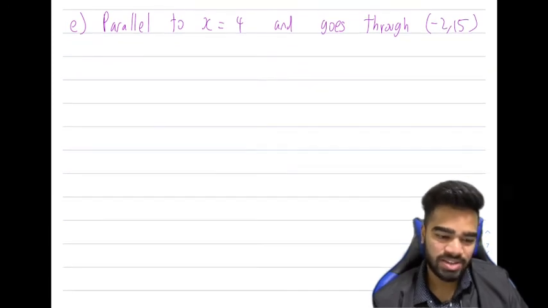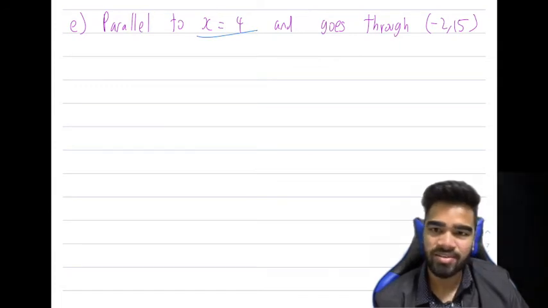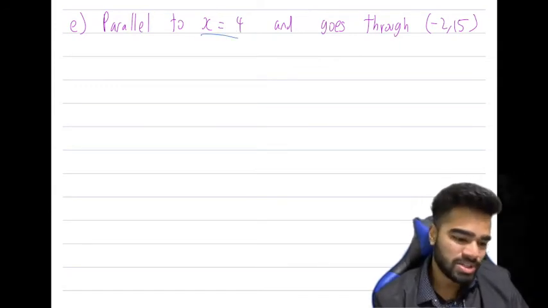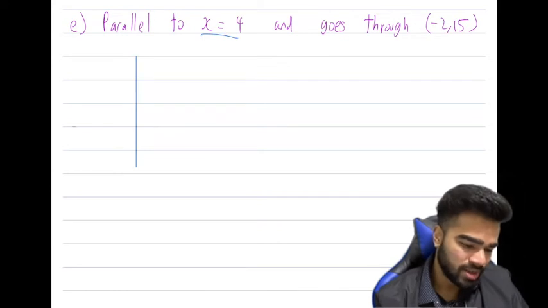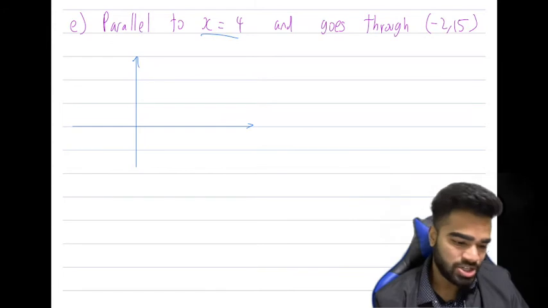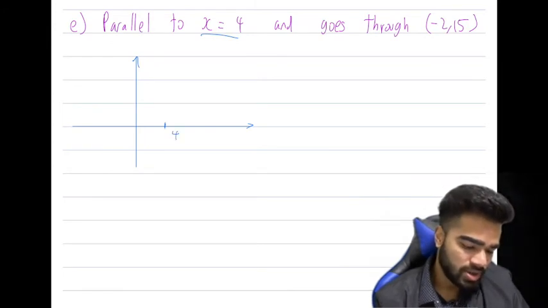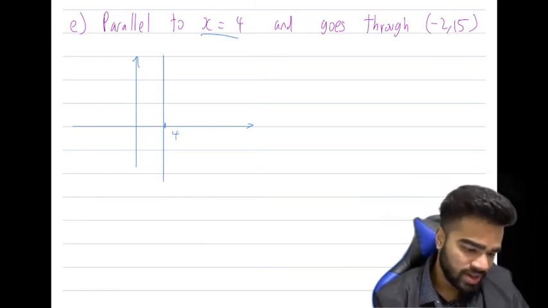Okay, it's parallel to x equals 4. Right, what does that mean? x equals 4. This doesn't have a gradient. The gradient of this is undefined, right? So pretty much, guys, if you sketch this out, what does this graph look like? Well, this graph looks like this. Okay, x equals 4. Remember, we talked about sketching graphs in the previous lessons. So x is equal to 4 is here. Well, this is just a vertical line here.